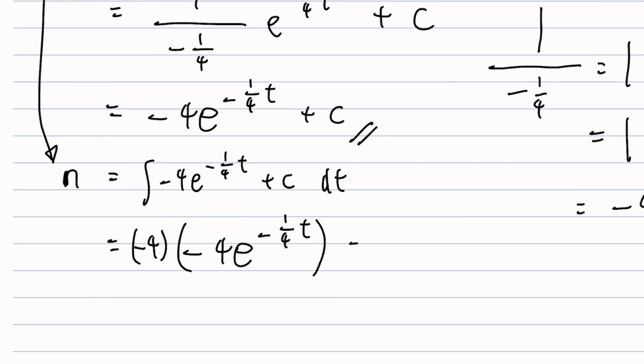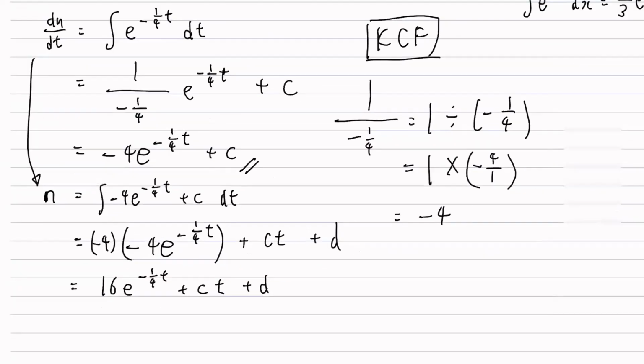Plus integrate c. So now you get c times t. But you need another constant. So choose the next letter in the alphabet, d, arbitrary constant. Okay, good. Then simplify a bit more. So positive 16e^(-1/4 t) plus ct plus d. Okay, this is n.